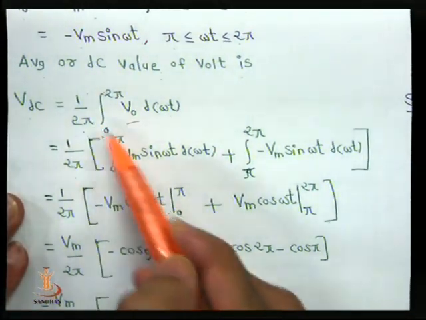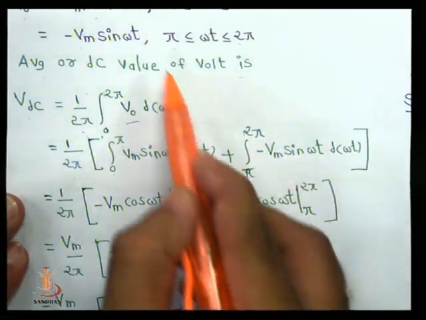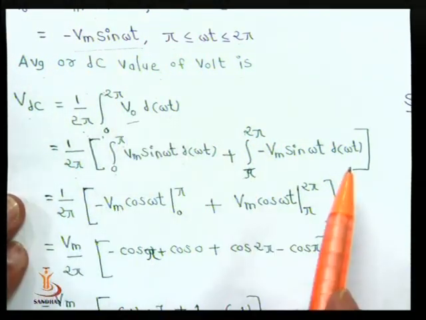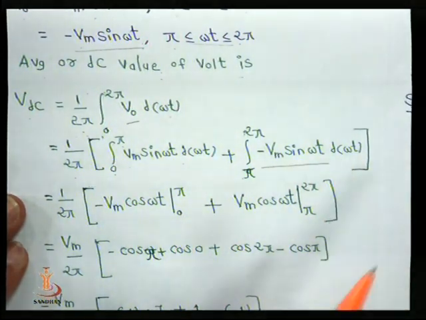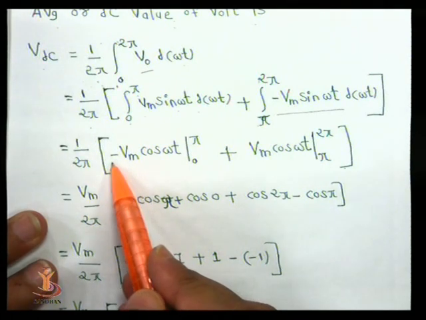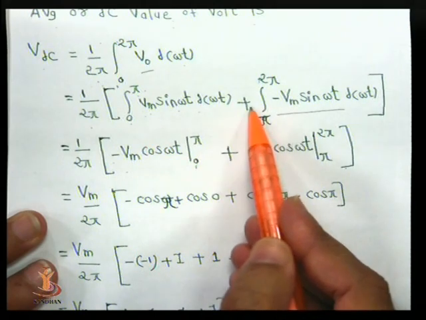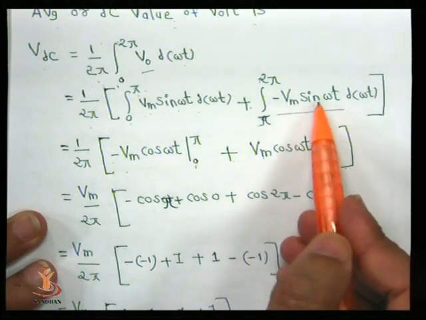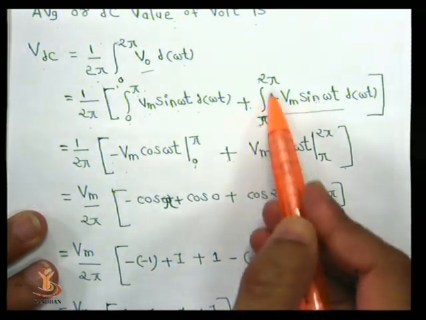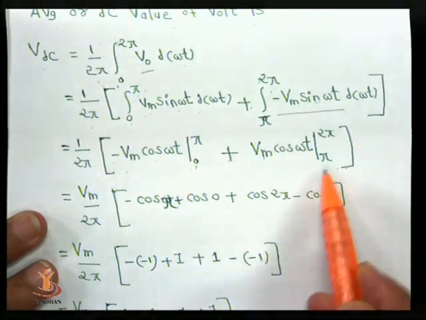1/2 pi is taken out, integral 0 to pi of Vm sin omega t, and pi to 2 pi. But from pi to 2 pi, it is minus Vm sin omega t. Now if one integrates this, sin omega t gives minus cos omega t, Vm as it is, and the limit is 0 to pi, plus Vm as it is, the integration of sin omega t is minus cos omega t, minus gets plus, and the limit is pi to 2 pi. If you put the limits pi, 0 and 2 pi, we are getting like this.